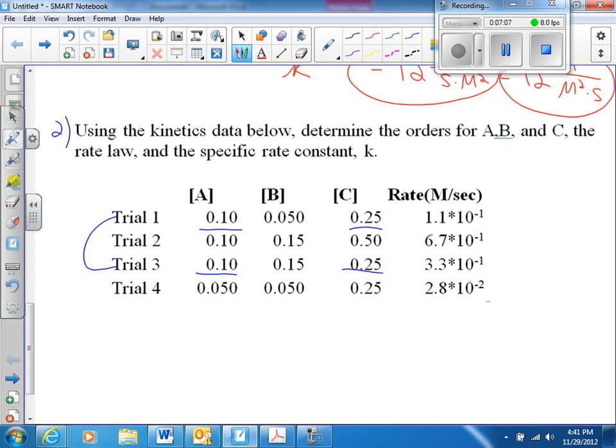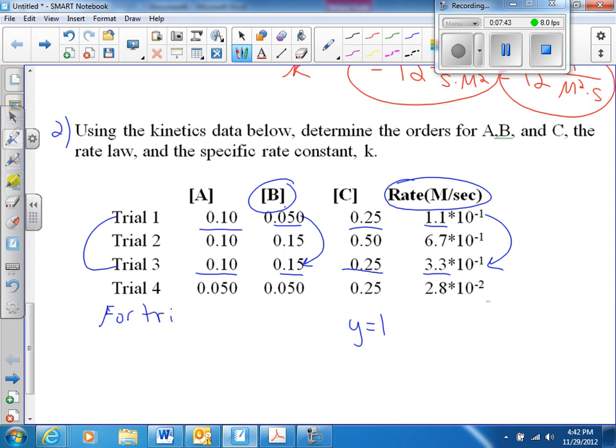because the A is constant and the C is constant. Now I want to show you a little shortcut, and you're allowed to do this on the test, but you have to write out sentences. So I notice B went up by a factor of 3, because 0.05 times 3 is 0.15. And then I note that the rate also increased by a factor of 3. 1.1 times 3 is 3.3. Well, if the concentration goes up by a factor of 3 and the rate goes up by a factor of 3, then I know the order with respect to B is 1. So I know Y equals 1. You'd have to write out in sentences.